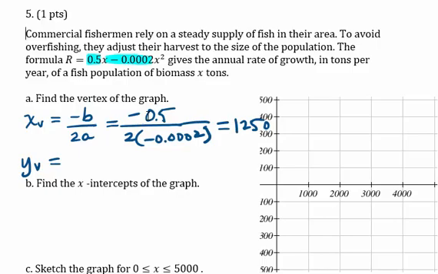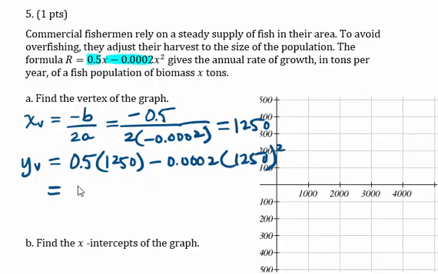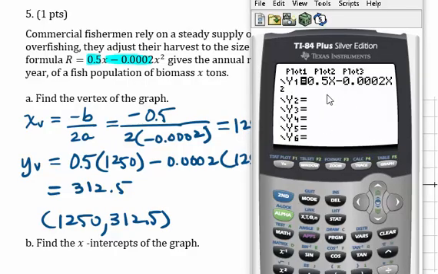or 1,250. Okay, to find y sub v, the y-coordinate of the vertex, we're going to substitute 1250 for x in the given formula. So 0.5 times 1250 minus 0.0002 times 1250 squared, okay, which gives us 312.5. So altogether the vertex is the ordered pair 1250, 312.5.